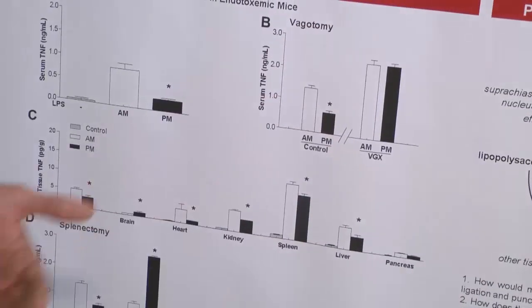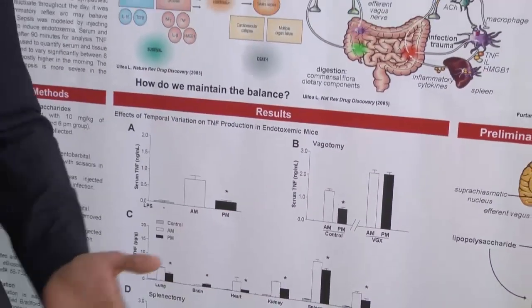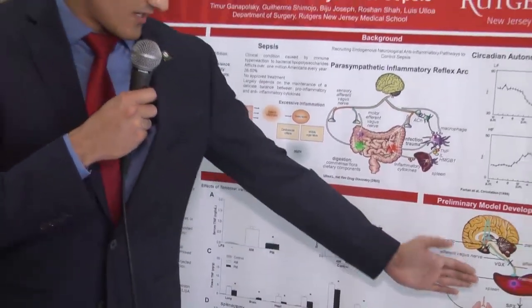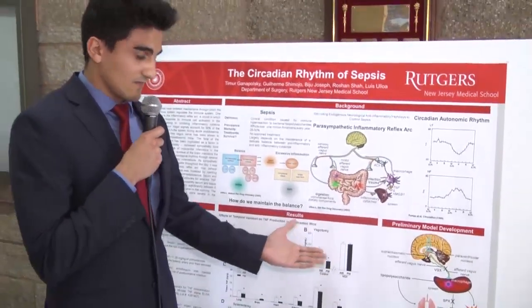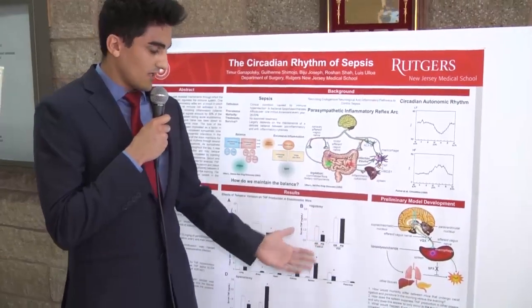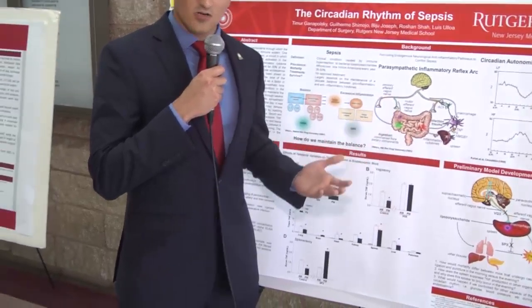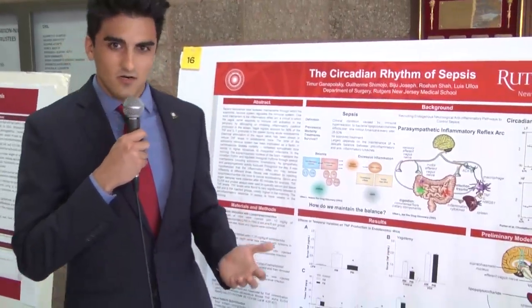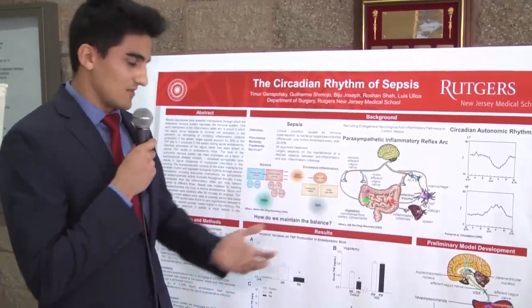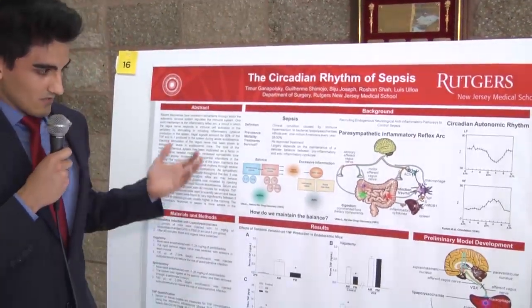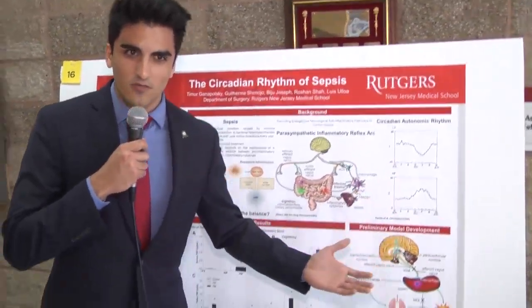Next, we wanted to see, okay, is that mediated by the vagus nerve, the parasympathetic nervous system? Well, let's see. Let's try cutting the vagus nerve and seeing what happens. We did that, and we found that the difference between the morning and evening levels of TNF were no longer there. So that's interesting. That shows us that it appears that the vagus nerve is implicated in the circadian difference in the inflammatory response.